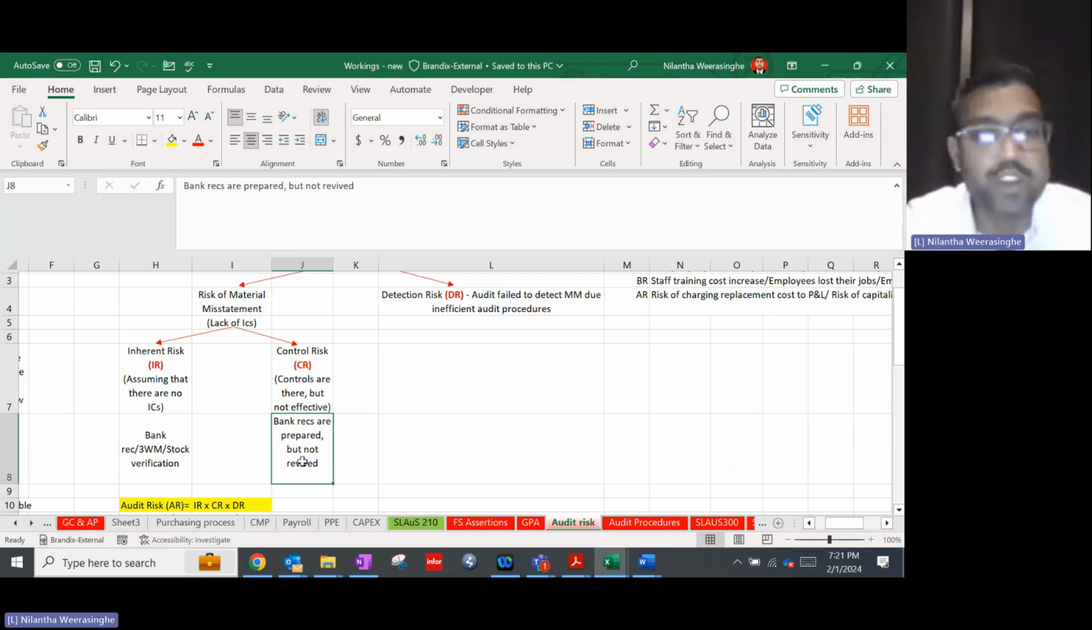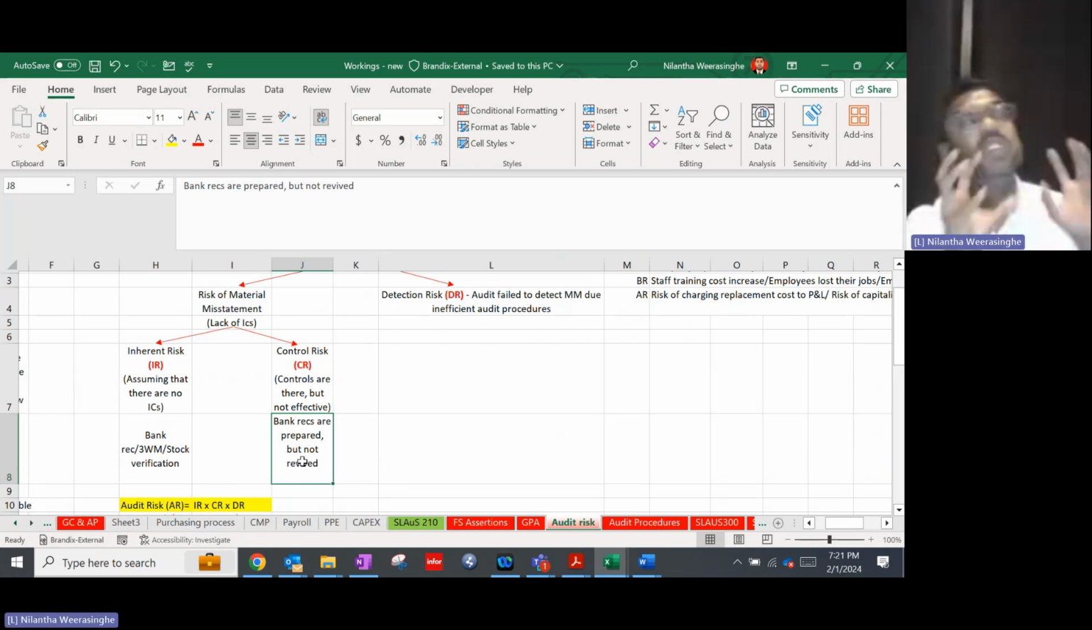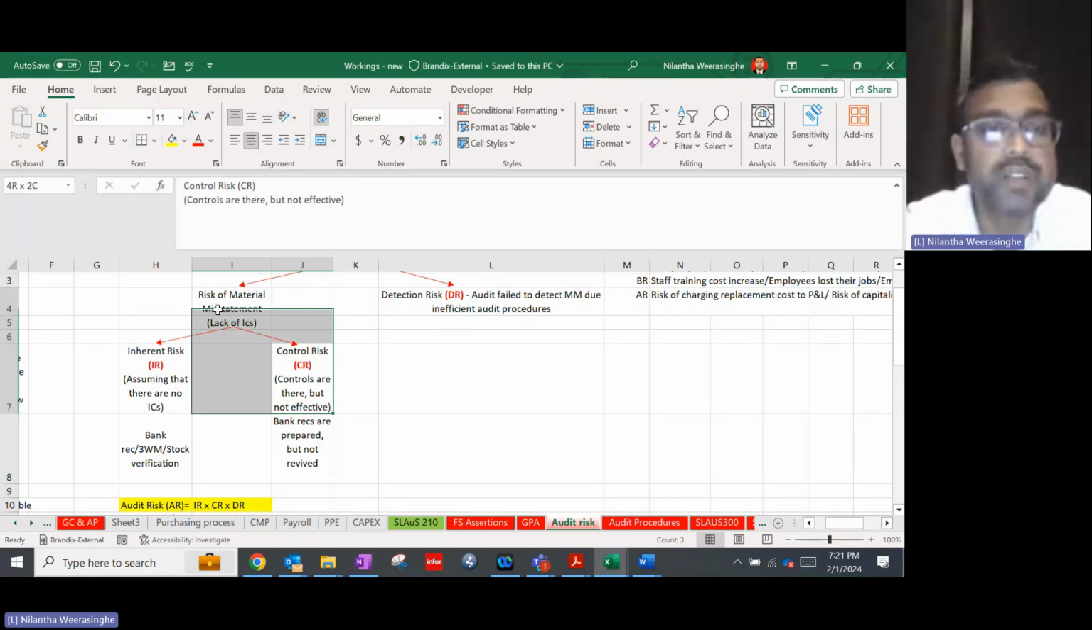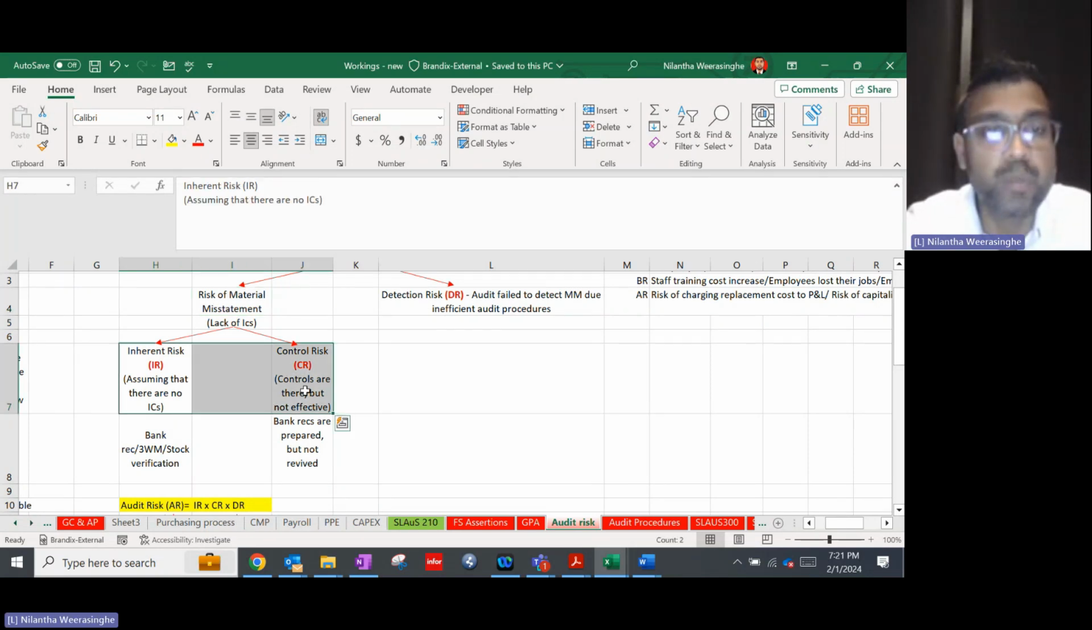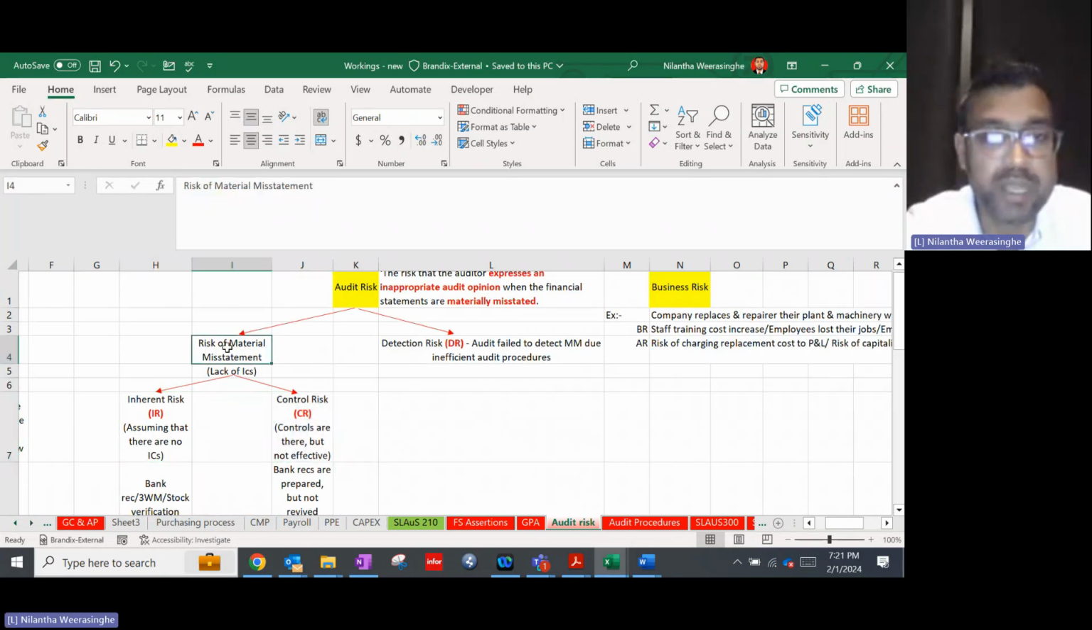Simple example for control risk: at the JMC front gate, a security officer is there. Let's assume the security officer is there, but he is sleeping. We have set up the control, but the control is not working properly. CCTV you have fixed, but that is not operating effectively. That is the second component of risk of material misstatements. So these are two components of risk of material misstatement.